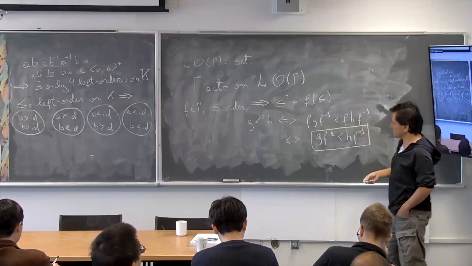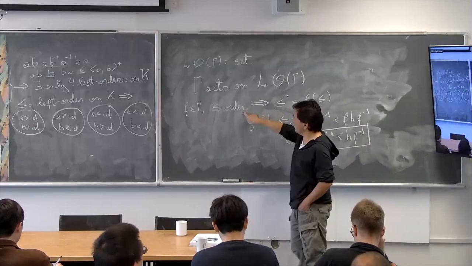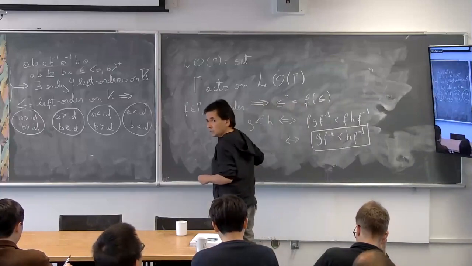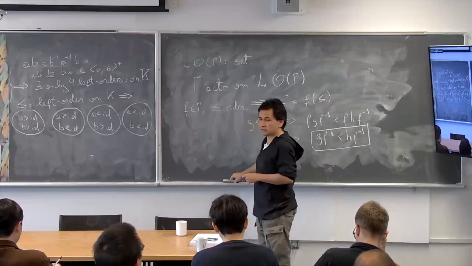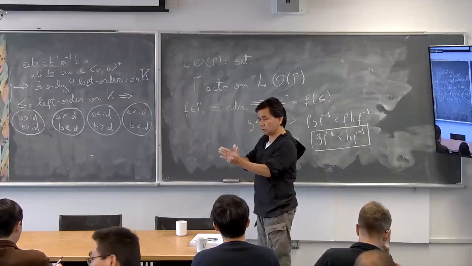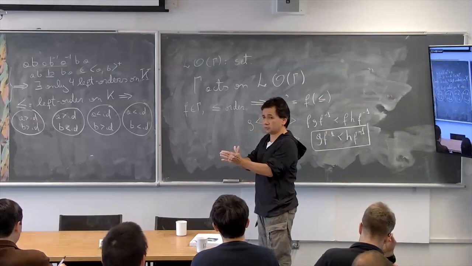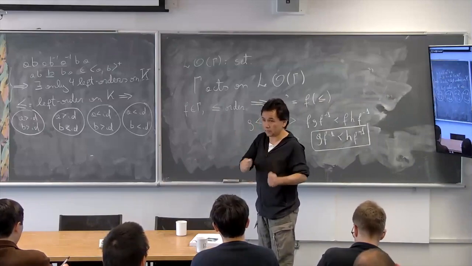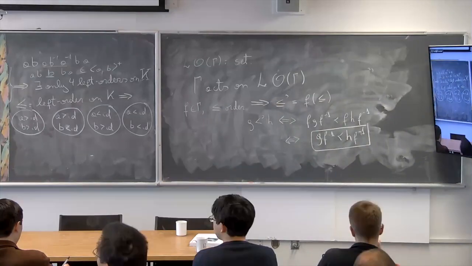And this is an action. So starting with an order and a group element, you get another. And you can check it. So on the positive cone, this is just the set conjugation. Yes, you take the positive cone and you conjugate the elements in the positive cone by F, you get a new positive cone. Sure. Okay.